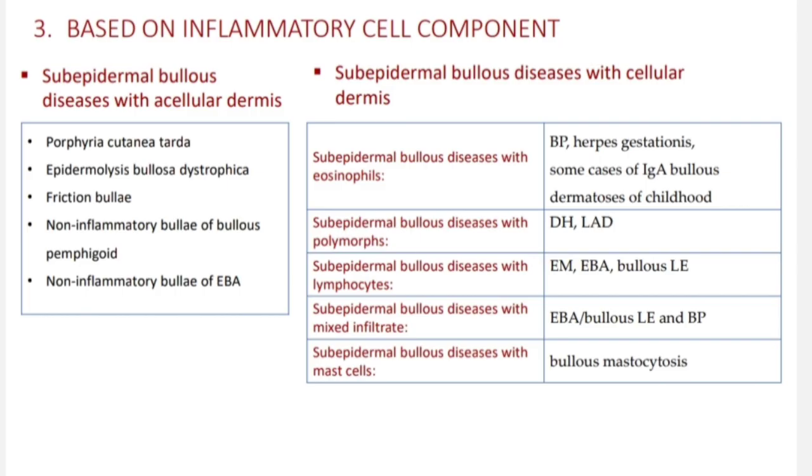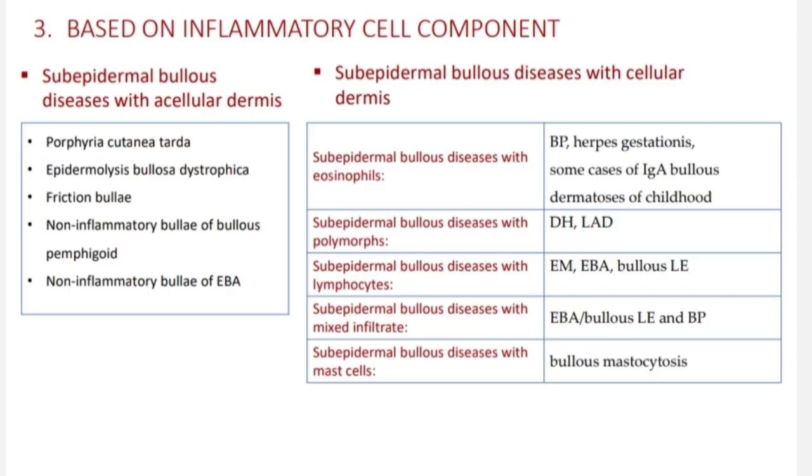Then based on inflammatory cell component, it can be divided. This is mainly for subepidermal blistering disorders. This can be further divided into subepidermal bullous disease with acellular dermis and those with cellular dermis. Under acellular dermis comes porphyria cutanea tarda, epidermolysis bullosa dystrophica, friction bullae, non-inflammatory bullae of bullous pemphigoid, non-inflammatory bullae of EBA. Then those with cellular dermis can be further classified based on the nature of inflammatory cell component.